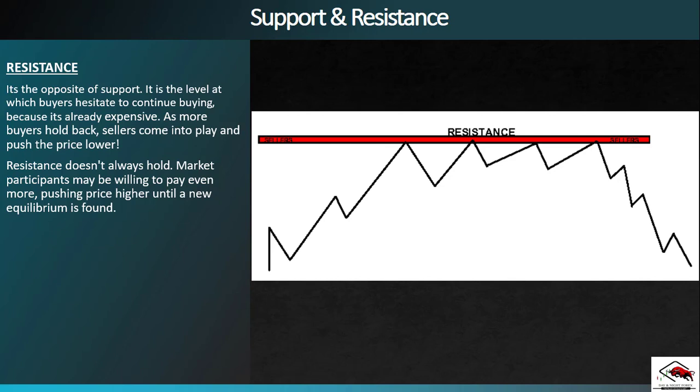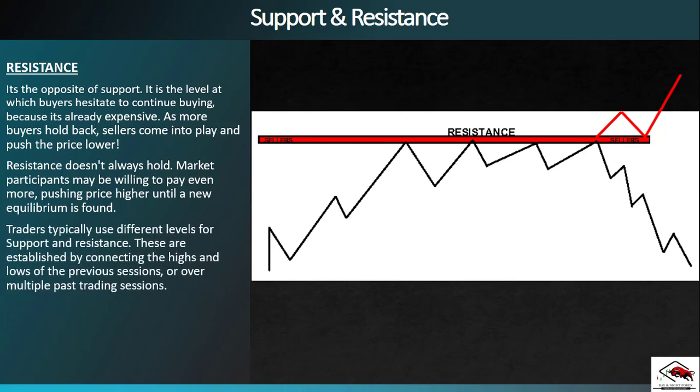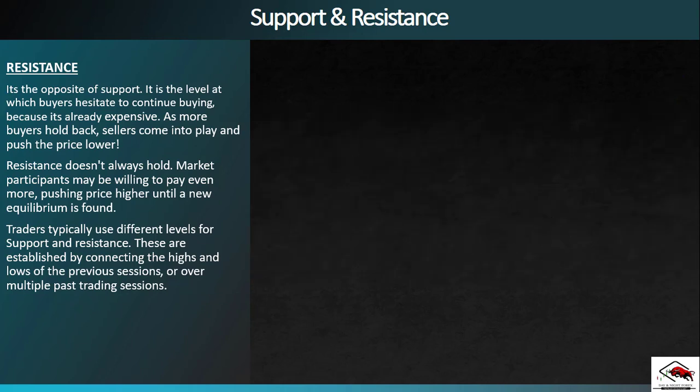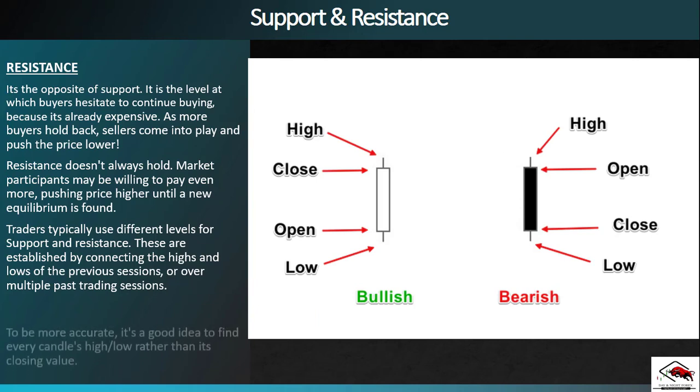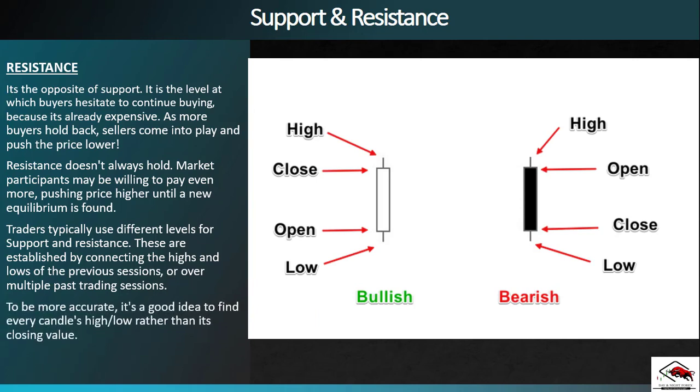Now, just like support, resistance doesn't always hold. Market participants may be willing to pay even more for the stocks or whatever that market may be, and this can lead to price pushing higher until a new equilibrium has been found. Traders typically use different levels of support and resistance. These are established by connecting the highs and the lows of previous sessions or over multiple past trading sessions. To be more accurate, it's a good idea to find every candle's high or low rather than its closing value.